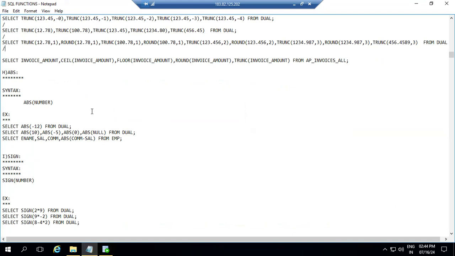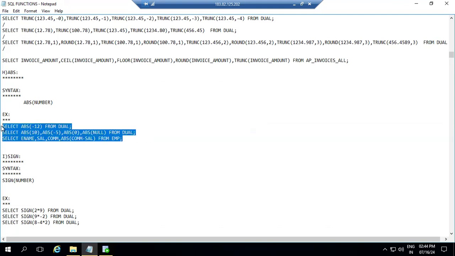Suppose you're giving one value. This is the syntax here. ABS is nothing but the absolute value, or the positive value. It returns the positive value of the specified number. So we have the syntax like ABS number. So ABS minus 2, minus 12.